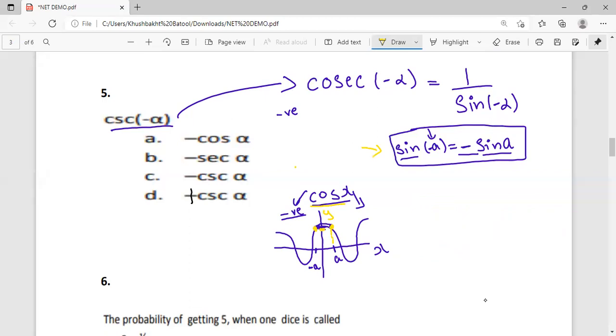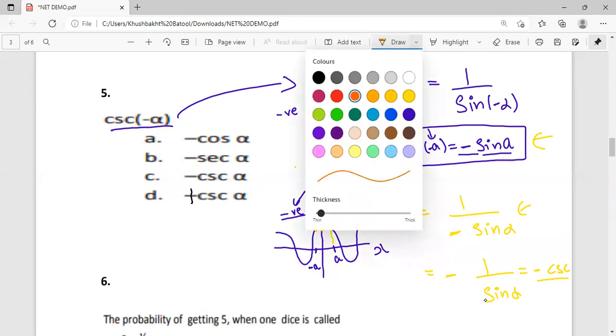So here we have 1 over sine minus alpha. Minus sine would come here, and we have sine alpha only using this equation. We can take this minus out front and write 1 over sine alpha, and 1 over sine alpha is cosecant. So this is minus cosecant, right? Are you clear with this? Yes, clear. Perfect. So C is the answer.